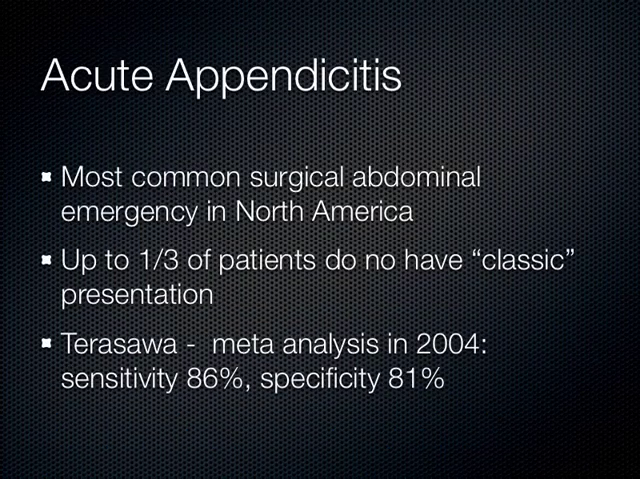Okay, switching gears, finally, the appendix. Acute appendicitis is very, very common, okay? It's the most common surgical abdominal emergency in North America. About a third of patients, though, don't have that classic presentation, which is generalized abdominal pain that then localizes to the right lower quadrant, what we call McBurney's point, associated with anorexia and an elevated white blood cell count. That's the classic presentation I just described to you.